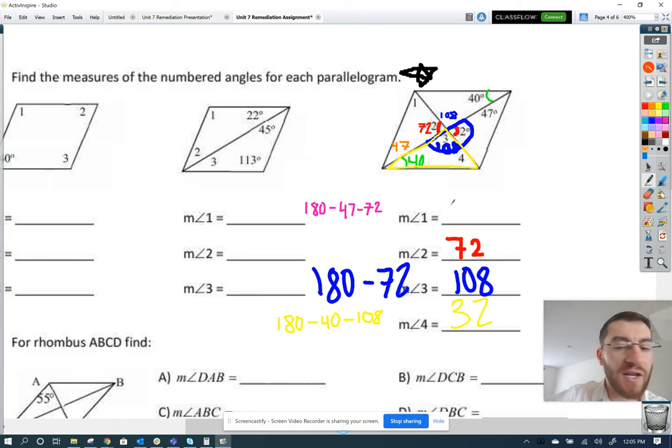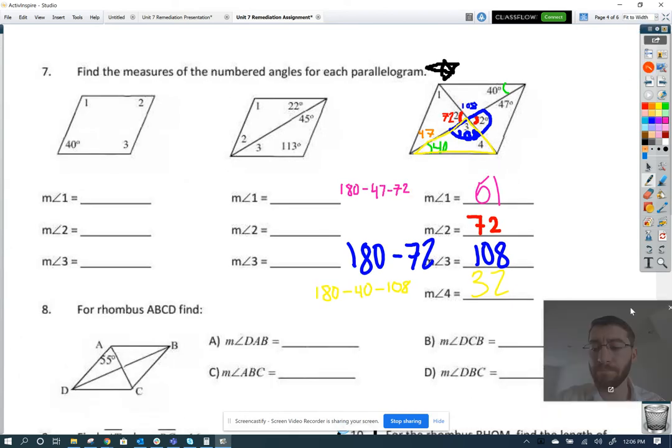So we have 180 minus 47 minus 72. That's 61. All right, fantastic. So this is definitely a test of your eyes and seeing if you can really see that symmetry. I hope that sort of broke it down for you all.